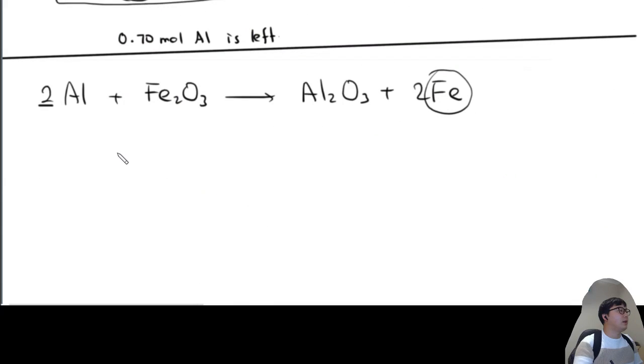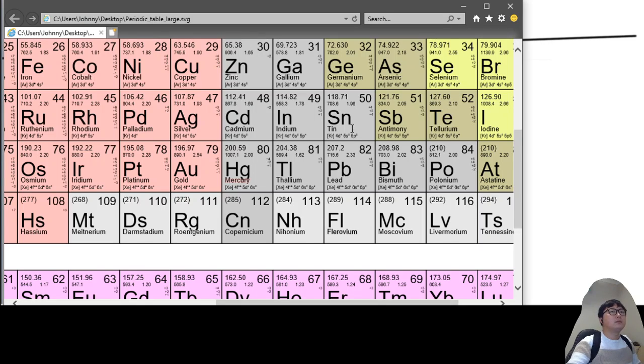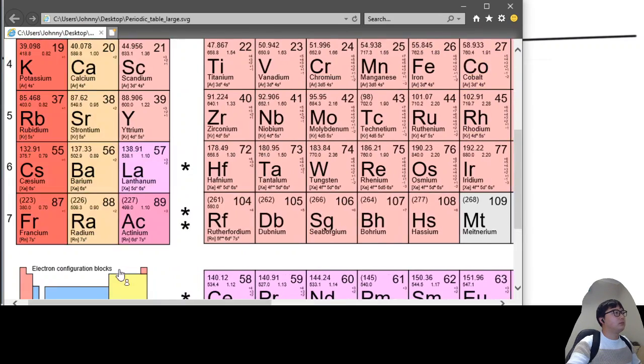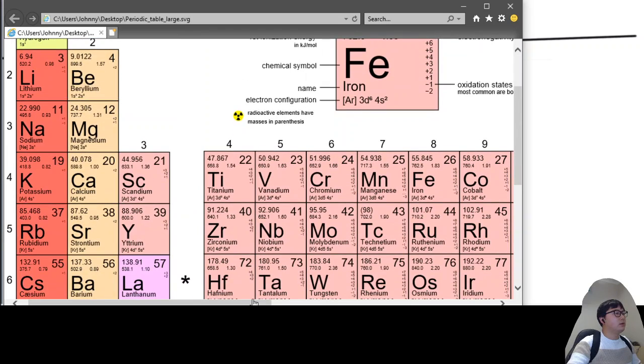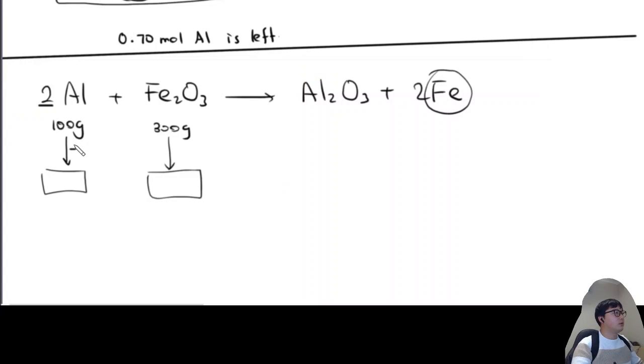So what I'm going to do is I'm going to have 100 gram of aluminium and 100 gram of Fe2O3. Maybe that's going to be way heavier, so I'm going to make that 300 gram. And you have to figure out which one is limited, which one is excess. And the first step, of course, is to convert that into number of moles, okay? So I'm going to give you the molar mass of aluminium. Aluminium is Al, 26, let's say just 27, okay? So divide by 27.